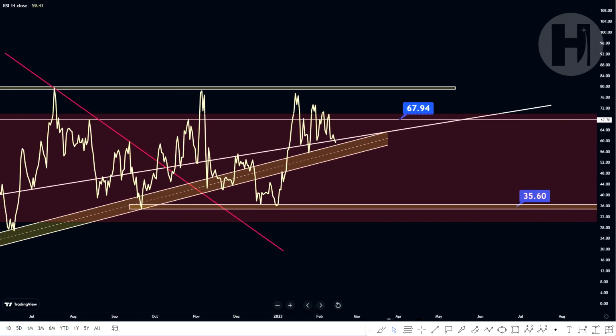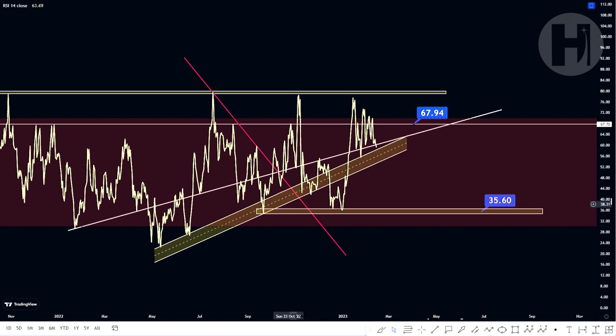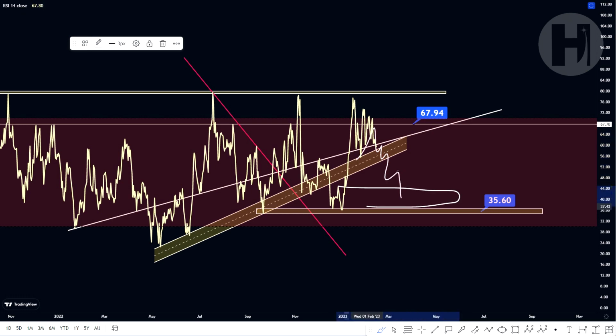You do have a support block here at 35.6 on the RSI. That's going to be an important level for us to hold. You also have this support block that we've been holding since May of 2022. So if you break below that, that's going to be quite a strong statement from Polygon, as that would mean we're potentially going to be coming back down to this 40 range area, and maybe even retest the support block at 35, because we've done that multiple times.